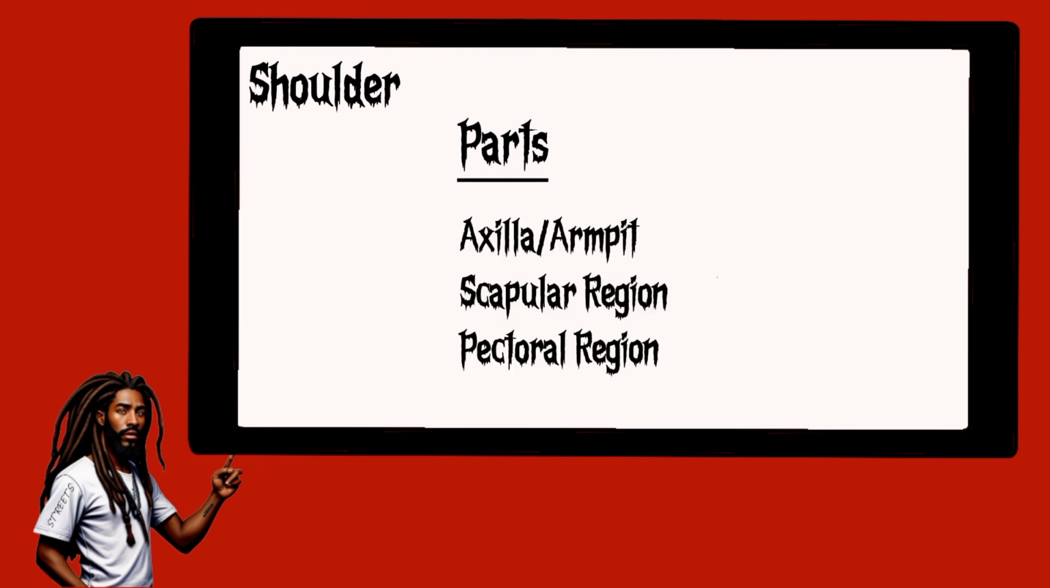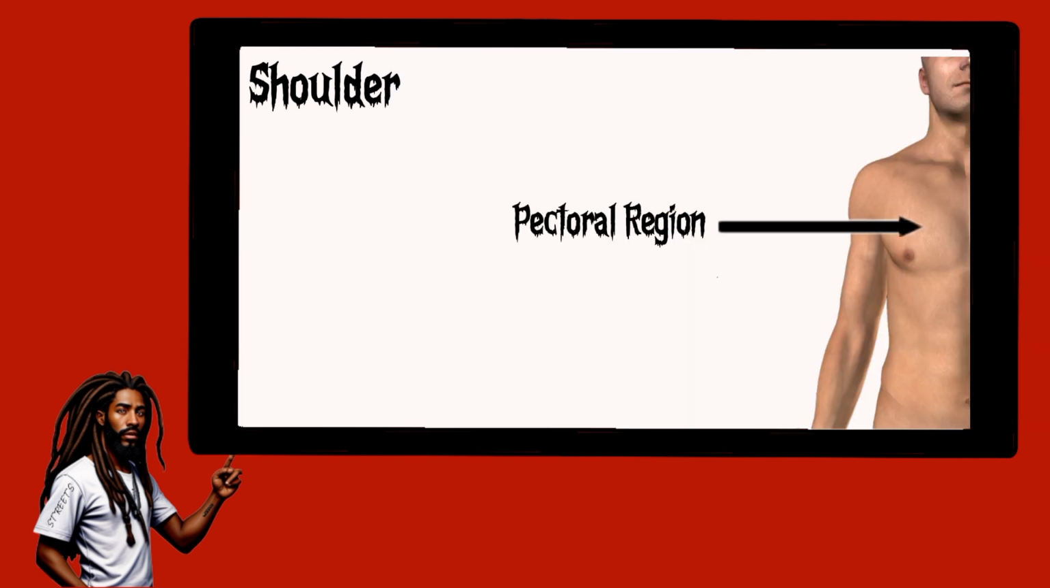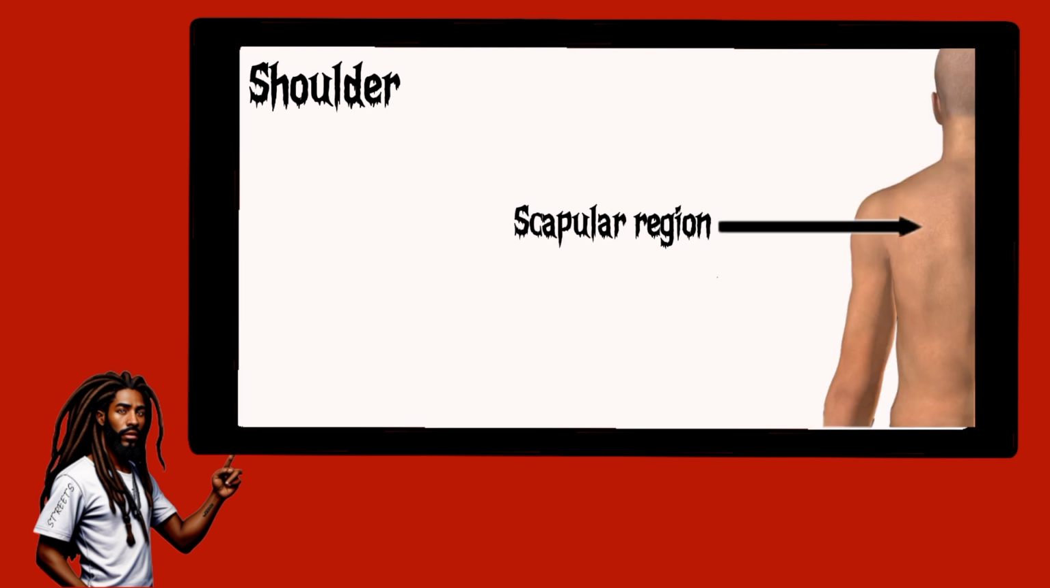Among them, the first one, which is the shoulder, has three parts. These three parts are the axillar, pectoral region and scapular region. Now, all these parts we will take one by one. Axillar is just what you call the armpit. That armpit you have, that is what we call axillar. We have the pectoral region for the chest, that your chest is the pectoral region. And the scapular region is at the back. That bone at your back, if you touch it, around there is the scapular region.